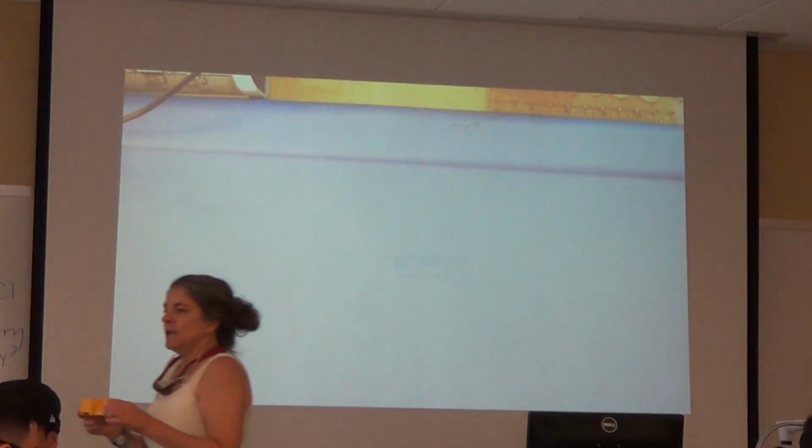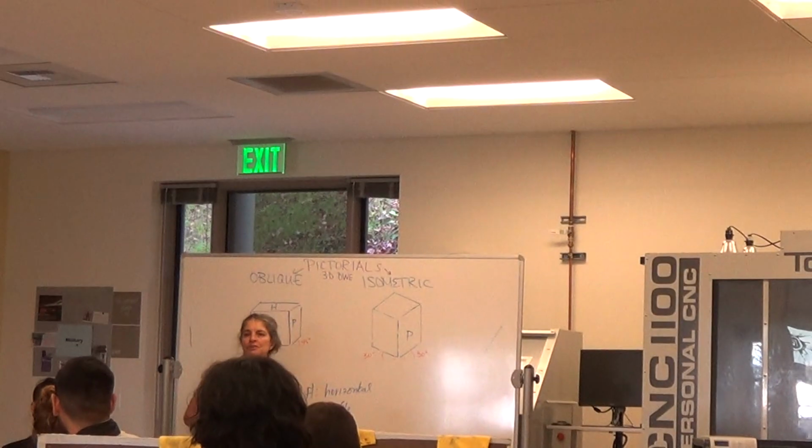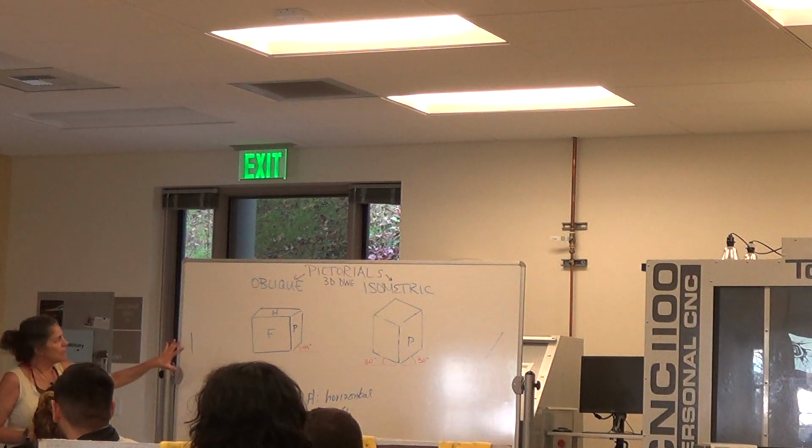Okay? Now, there's something referred to, these are called what? Pictorials, right? They're three-dimensional drawings. There's an oblique and an isometric. And what they're doing is they're communicating the information from three different sides. But let's say we didn't want to draw something in 3D.